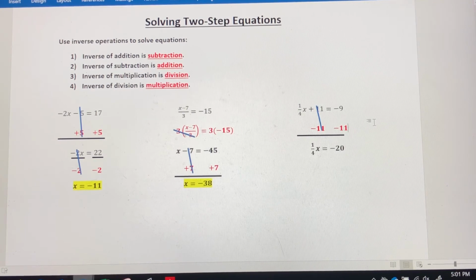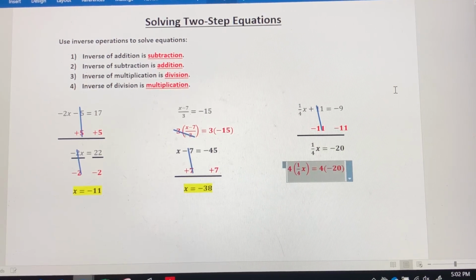Like in the previous video, we've got a fraction times a variable. We're going to multiply by the reciprocal. With the reciprocal of 1/4, we just flip it, and that's 4 over 1. So we're going to multiply both sides by 4. On the left side, those 4's cancel out. It leaves me with 1x equals 4 times negative 20, which is negative 80. So x equals negative 80.